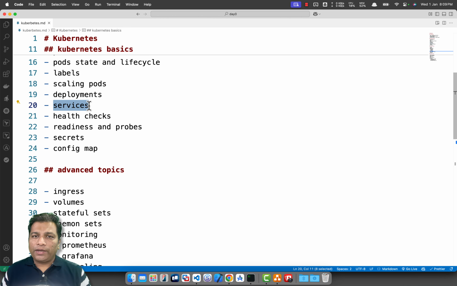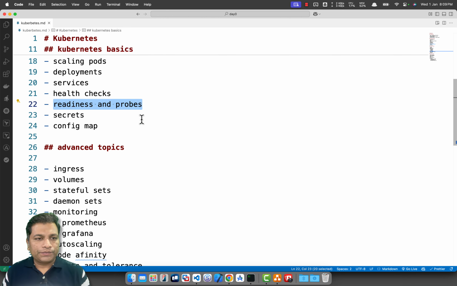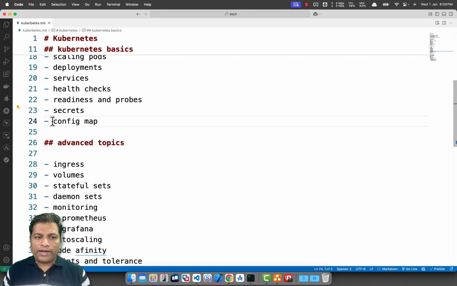Then we'll start talking about exposing this application to the external world by using services. We'll talk about three different types of services: cluster IP, node port, and load balancer. Then we'll understand how the application is running inside the pod. Is it really running? If it is running, what exactly are the metrics it is producing, by using readiness and liveness probes.